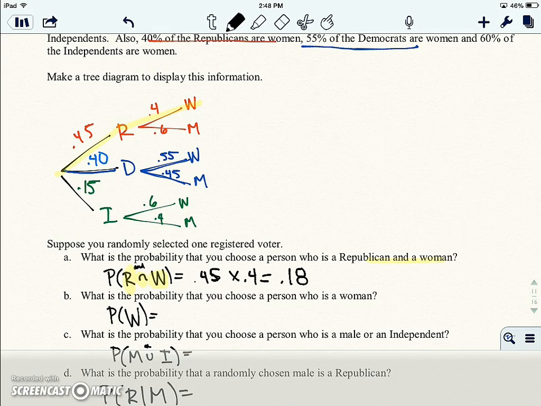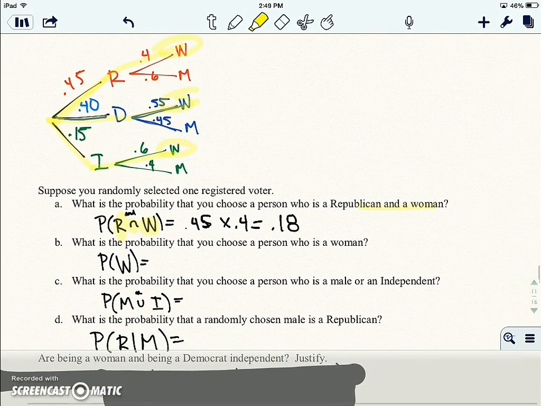What is the probability that you choose a person who is a woman? So you have all of these people, and you randomly pick one. Well, we need the probability that somebody is a woman. Well, there are three ways to be a woman in this situation, right? You're a Republican woman, or you're a Democratic woman, or you're an independent woman. So we're going to have to add up three separate probabilities.